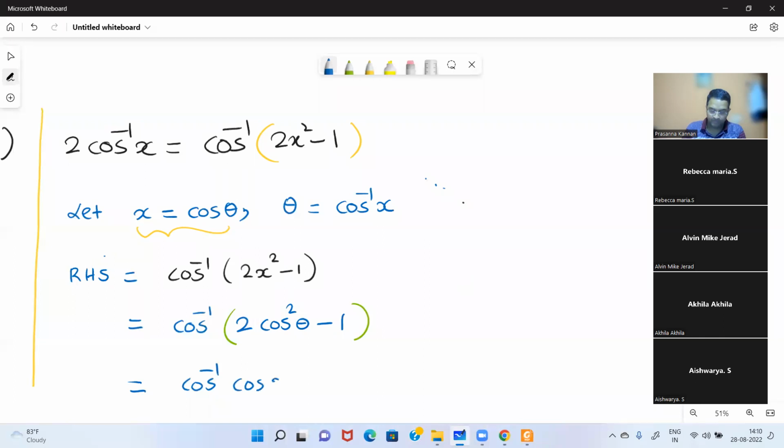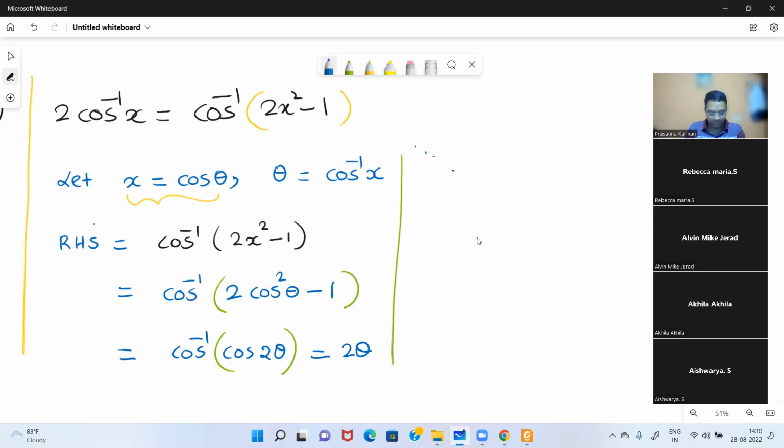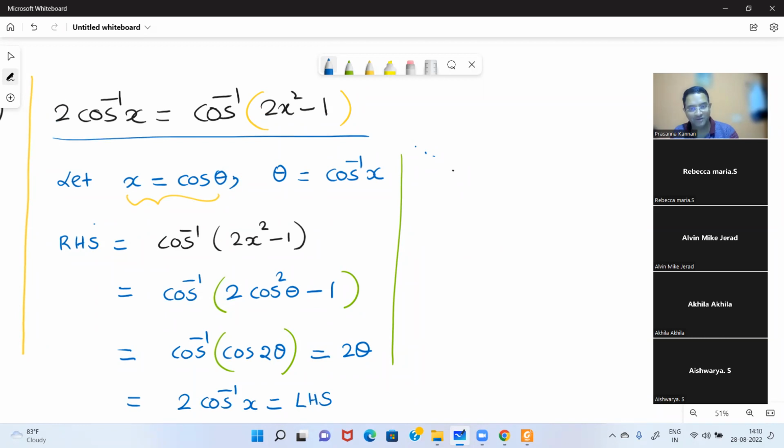So it is cos inverse of cos 2 theta. So what is cos inverse of cos 2 theta? 2 theta. But what is theta? Cos inverse x. Therefore, this will be 2 cos inverse x, which is nothing but your LHS. Clear to you? Yes, sir. You can take it down.